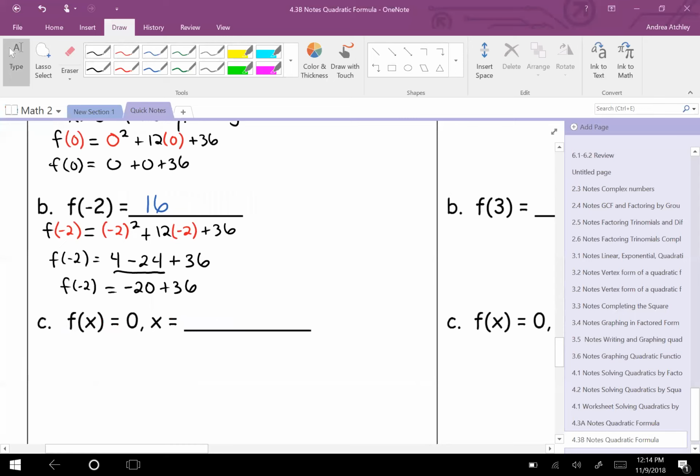Okay, now notice the difference between B and C. B is f of negative 2, and C is f of x equals 0. Find what x equals. Now I'm giving you the y value. y equals 0, find x. So we take our equation, and instead of plugging it in for x, we're plugging it in for f of x. So 0 equals x squared plus 12x plus 36.